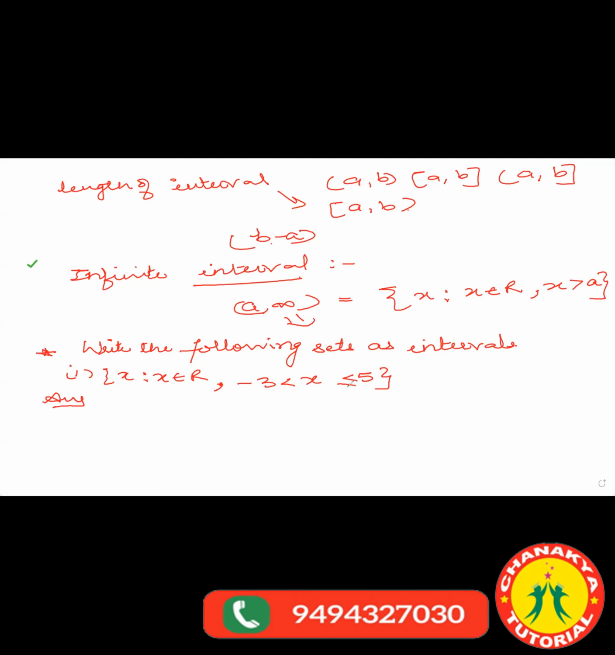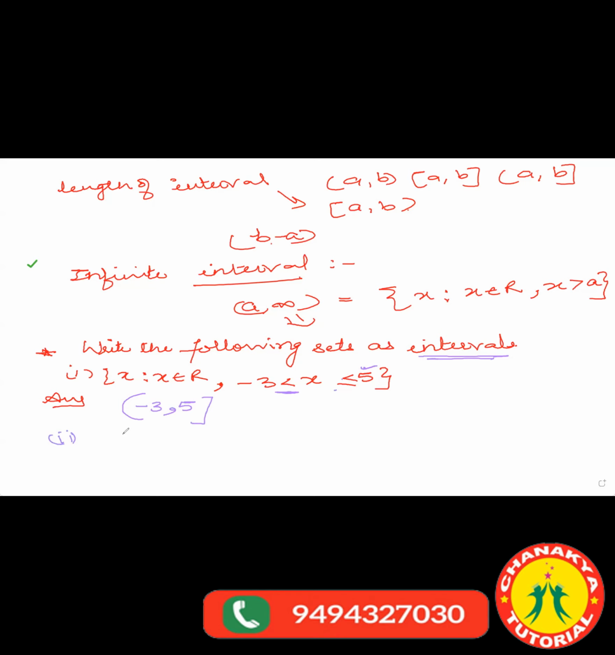Tell me how you will write the following set in the form of intervals. First of all, see here, which sign is given? So this sign will represent an open interval, right? So you will write -3, and this side will be open. Then here is less than or equal to, so this will represent a closed interval. So you will write -3, 5 and here it will be closed. Clear, beta? Yes, ma'am.